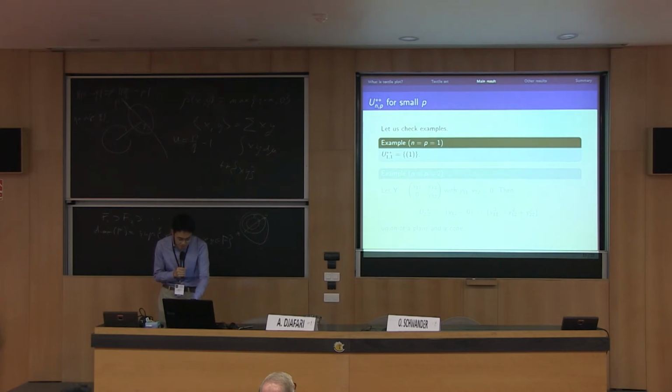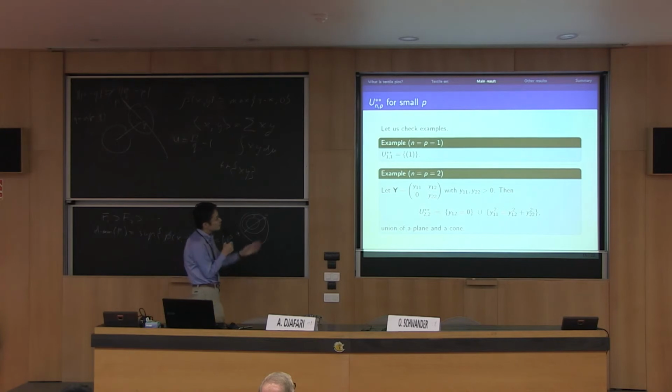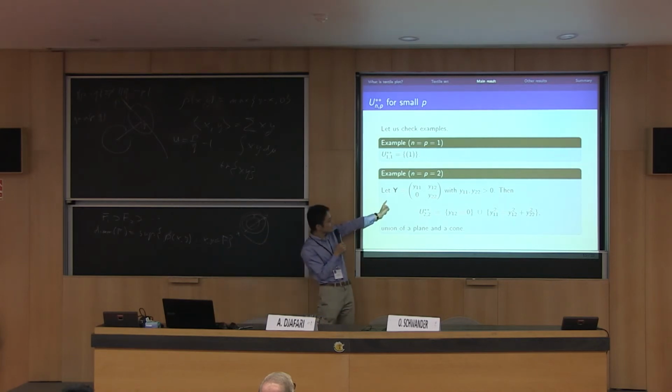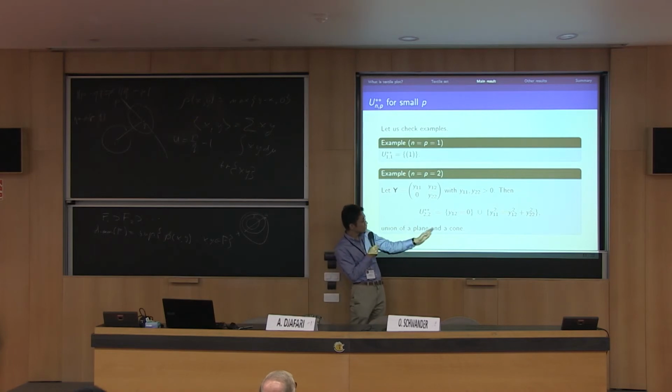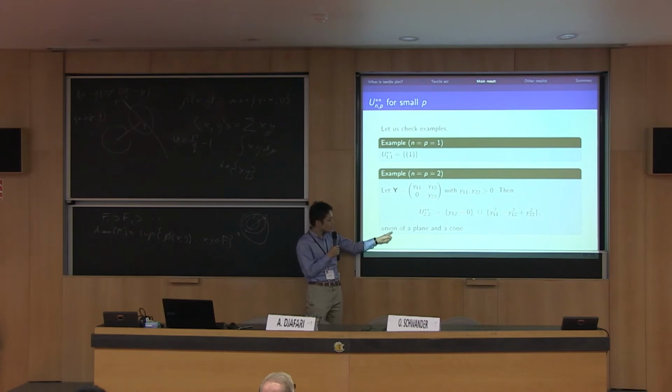Okay, let us check small dimensional cases. If n equals p equals 1, it is a trivial set. If n equals p equals 2, then the matrix Y is written as this, and the set U_2 double star is decomposed into two manifolds. One is a plane, and the other is a cone.